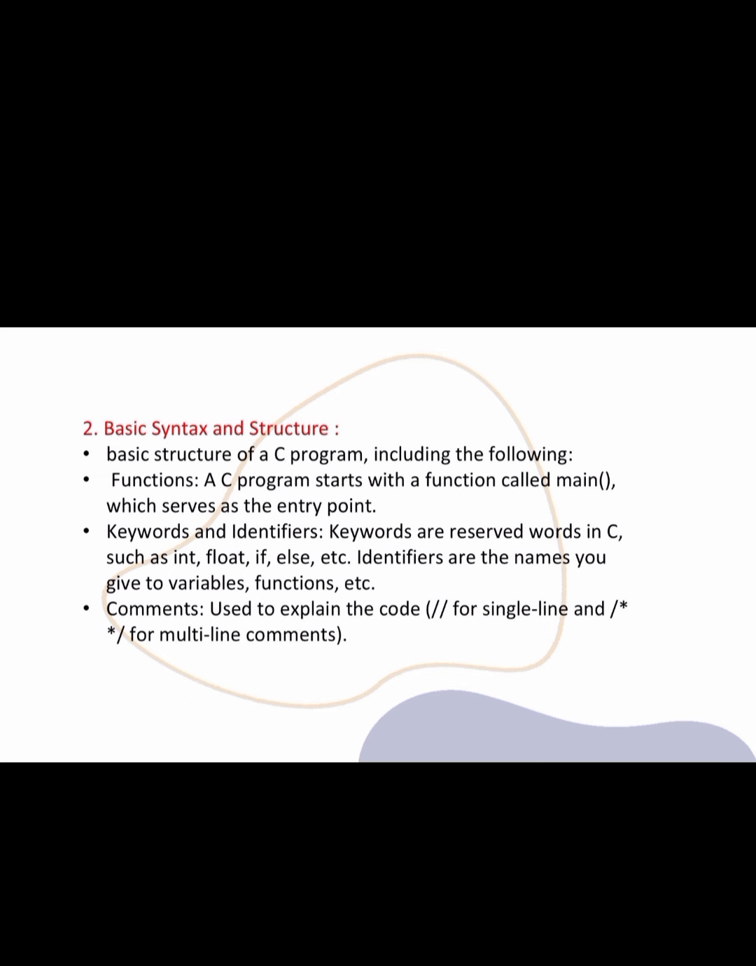Then keywords and identifiers. Keywords are reserved words in C like int, float, if, else, etc. They have special meaning in the language and cannot be used as names for variables or functions. Identifiers are names given to a variable, function, array, etc. They are created by the programmer and must follow naming rules.